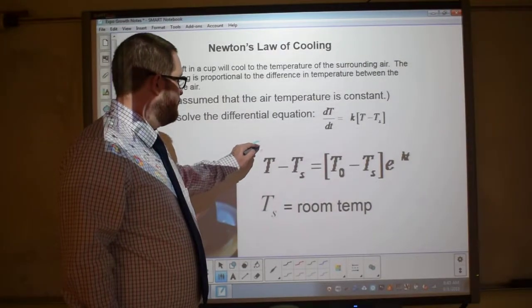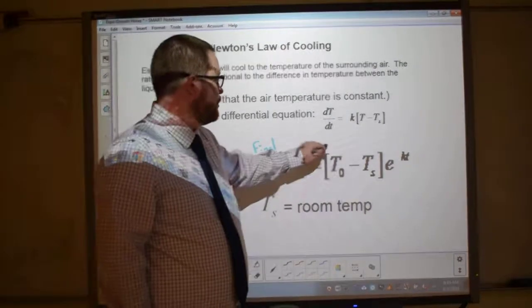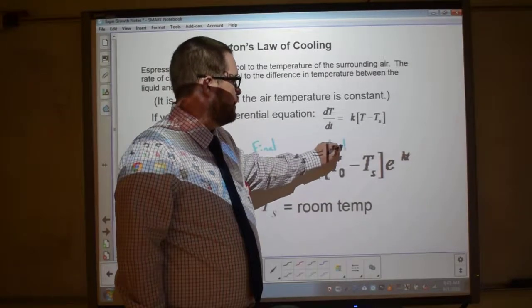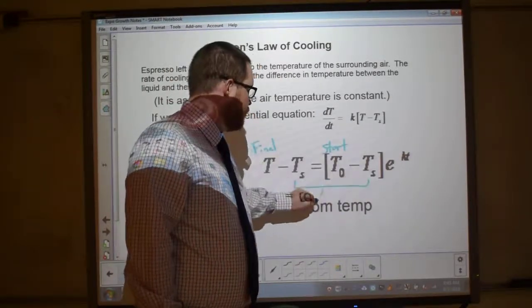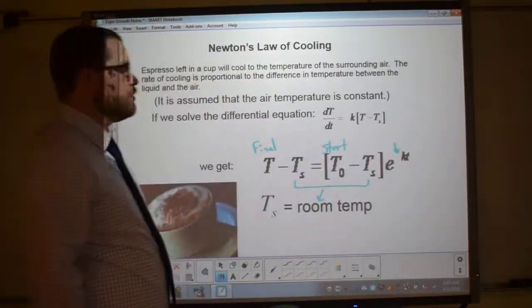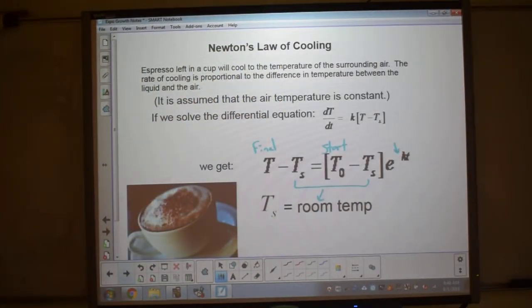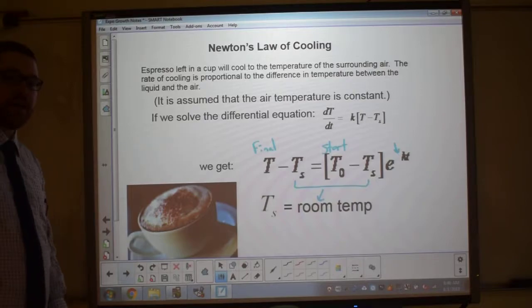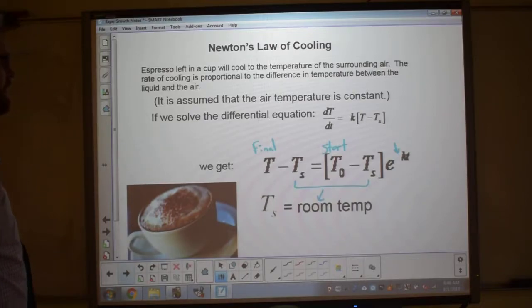This is your final temperature. This is your starting temperature. These two things are your room temperature. K in this problem, sometimes you will see it written as a negative. I don't like that. I like to just say KT, so it's all the same formula. But remember, K is going to end up being a negative number here. Why is it going to be a negative number? Because we're decaying, we're cooling, we're losing value.